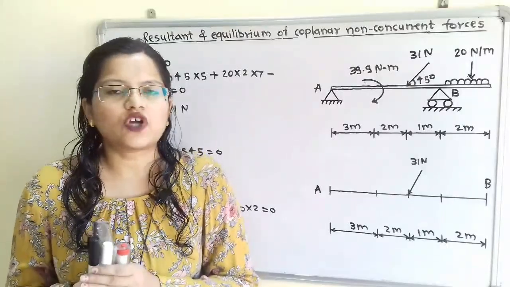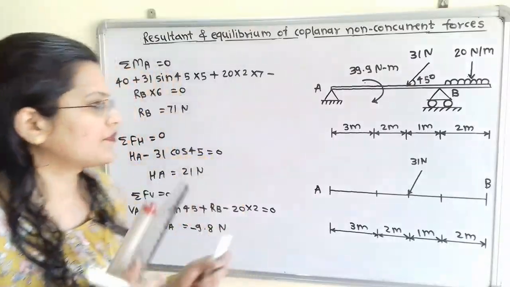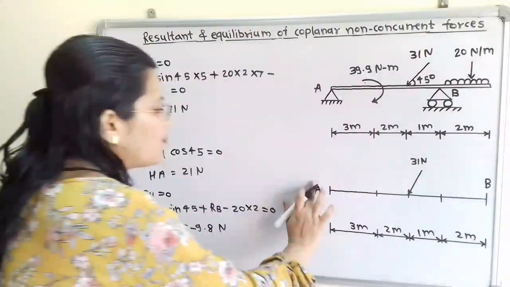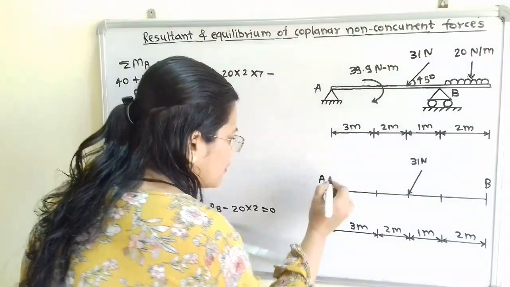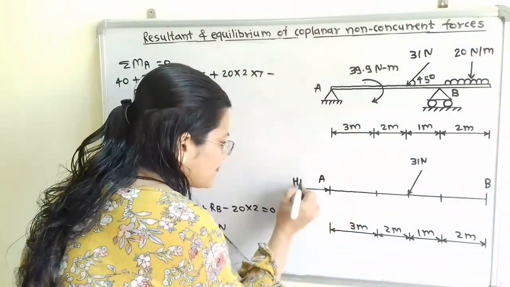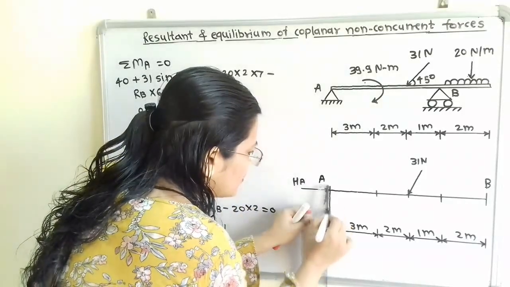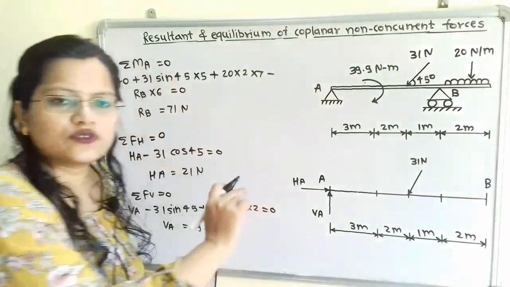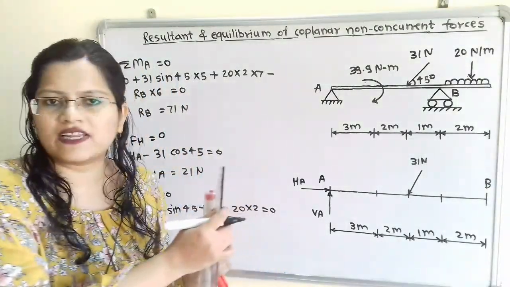We will first draw the free body diagram. We will first show the horizontal component and vertical component at point A. So the horizontal component we will show as HA and the vertical component we will show as VA. And we have to find out these two unknown values, HA as well as VA.